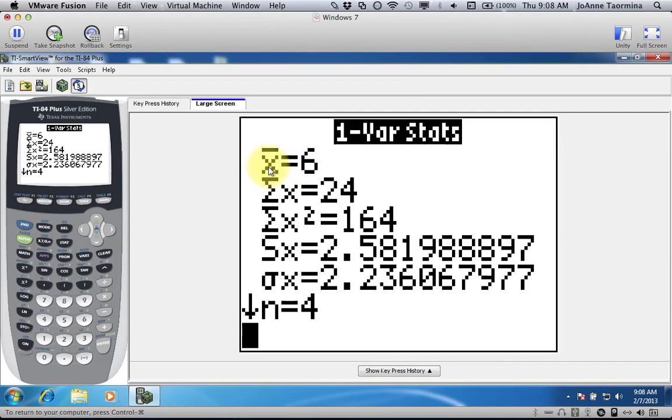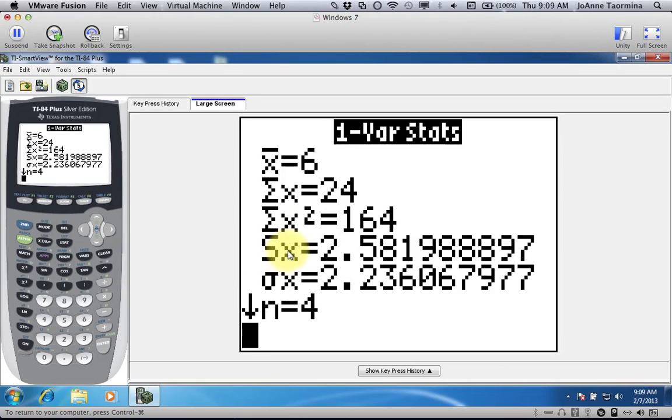Okay, but the calculation is all the same, so the first row here will give you the mean. Second row, sigma x is the sum of all the data values, which is 24. Sigma x squared is what we get when we sum up all the data values squared, and that will give us 164. Okay, those two rows aren't so important. The next row is important.